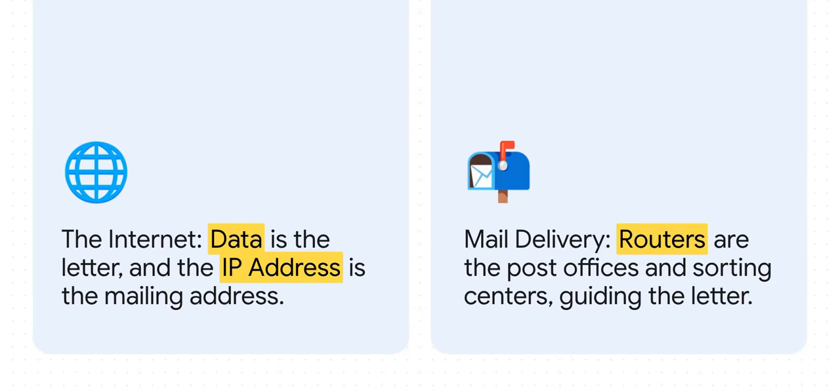Okay, let's dive into this with a simple analogy, because it makes everything so much clearer. Just imagine the internet is one giant worldwide postal service. The data you're sending, that's your letter. An IP address, that's the mailing address on the envelope. And routers, well, routers are all the post offices and sorting centers that guide your letter along its way. With that in mind, let's see how our digital letter even gets ready to be mailed.